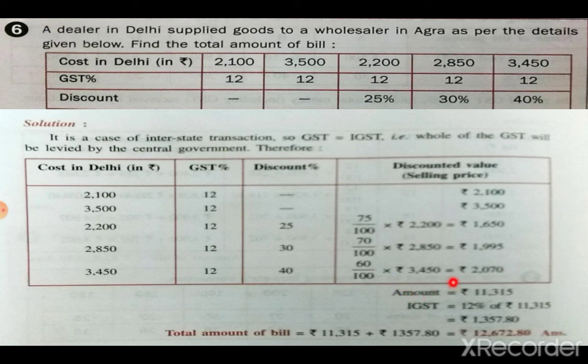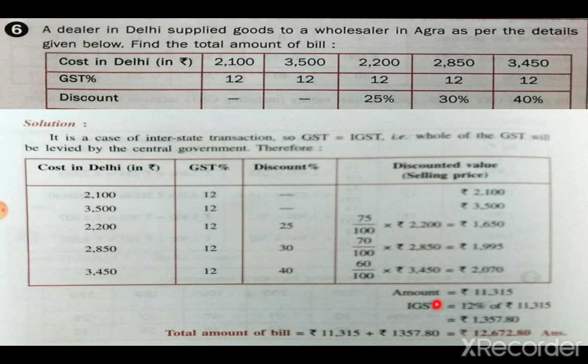Now amount, you will calculate the total amount by adding all this discounted value, selling price. So 2100, 3500, 1650, 1995 plus 2070, it will give you the total amount as 11,315. So now we will calculate the IGST, because it is interstate, so we will calculate IGST.